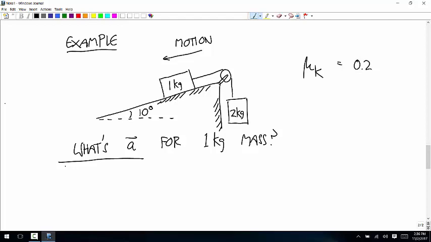And in those kinds of problems, we always use the relationship between the accelerations of the two. And so notice that if you move this one an inch that way, this one has to go down an inch. So that's what we're going to use.